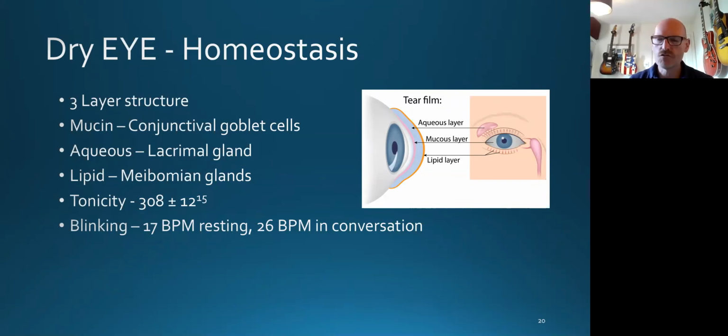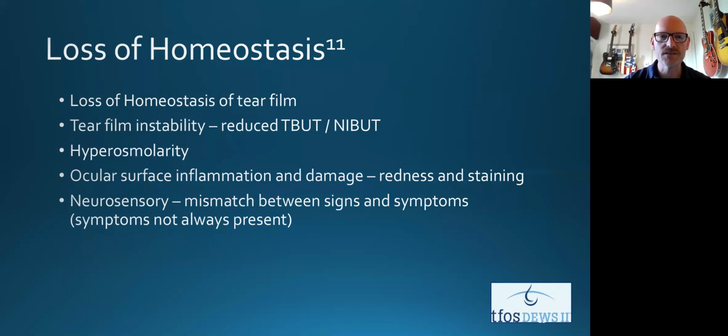Osmolarity of around 308 milliosmoles here. Sorry, I said tonicity, I should say osmolarity. Might be a typo on my behalf. I do apologize. 308 milliosmoles. And blink rate as well. So we normally see a blinking rate of around 17 blinks per minute when we're resting, perhaps around 26 when we're in conversation. So tasks that we're doing are also going to influence that. So not only physiological elements, but also things that we're up to in the environment and the tasks we're doing as well can influence our homeostasis. So what does loss of homeostasis look like?